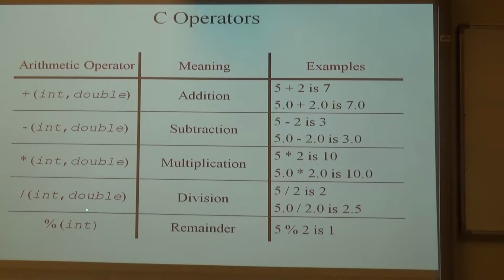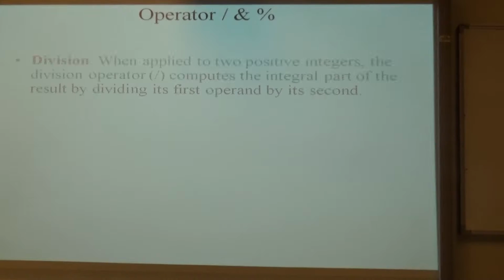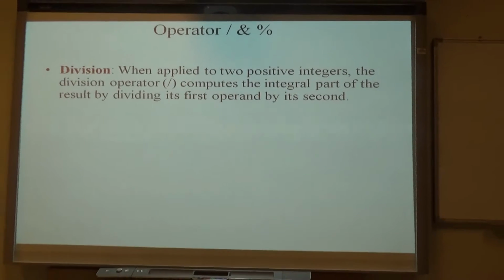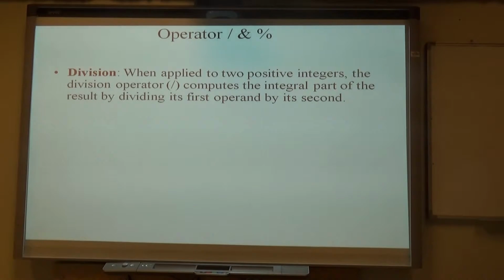Remainder is only valid for integer numbers. So for example, the remainder of 5 by 2, so basically what will remain when we do integer division of 5 by 2. 5 by 2 will be 2, and then the remainder will be 1. Division, when you are applying it to two positive integers, the division operator will compute the integral part of the result by dividing the first one with the second one.